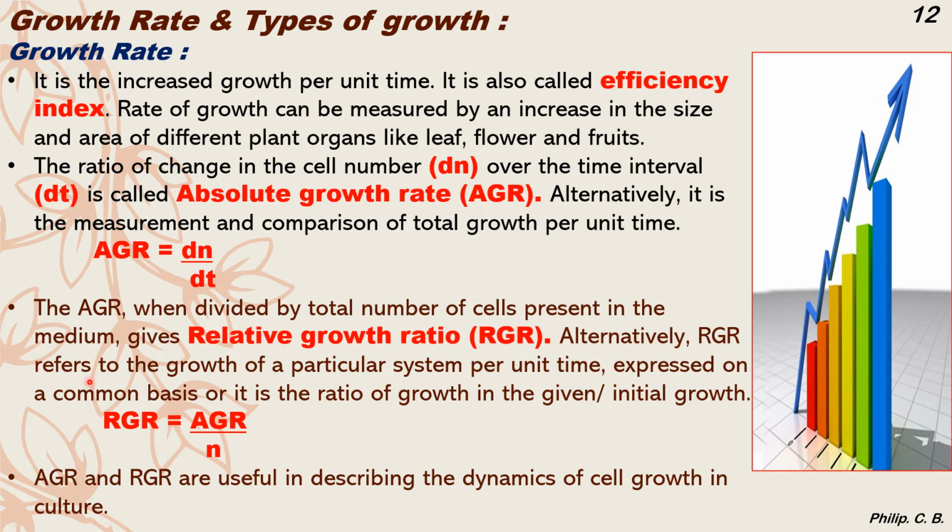Alternatively, RGR refers to the growth of a particular system per unit time, expressed on a common basis, or it is a ratio of growth to the given initial growth. So RGR is equal to AGR upon N. So we can understand the ratio of growth by RGR, that is, relative growth rate is equal to absolute growth rate upon N. AGR and RGR are useful in describing the dynamics of cell growth in culture.